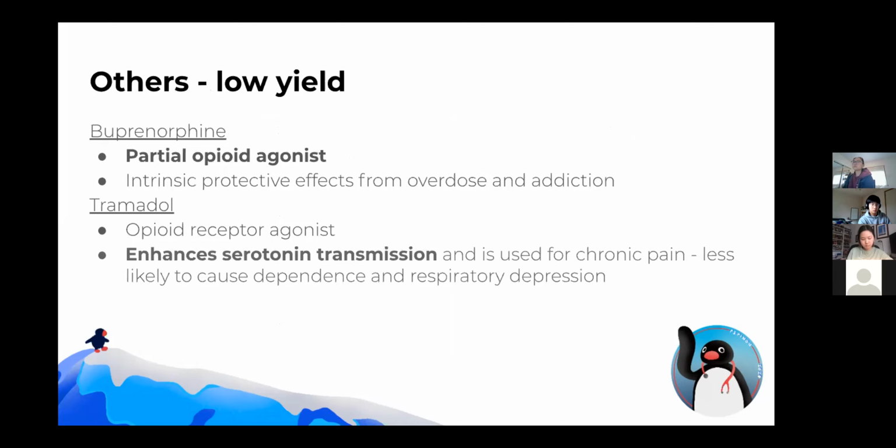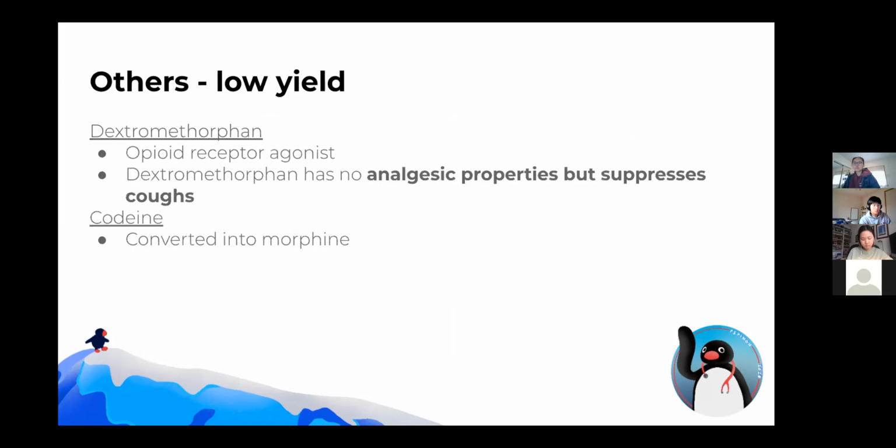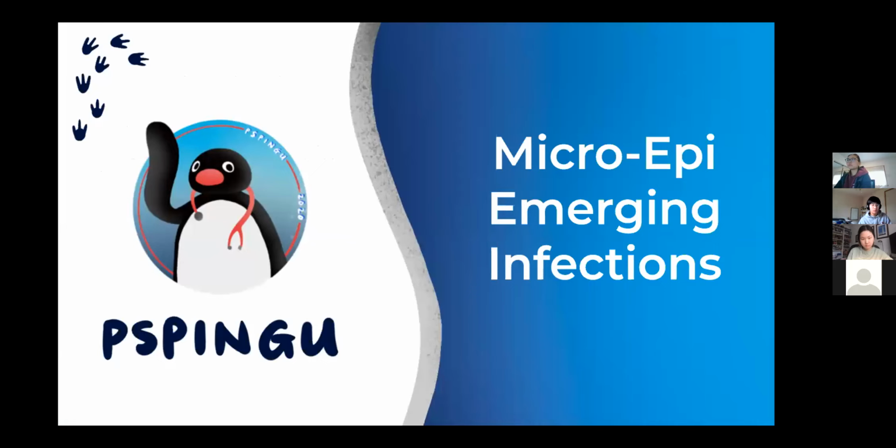Yeah, and there are a few other drugs that you can take note of. It's not that much of a high yield, but it's always good to know them as well. So basically all of these are opioid agonists, and for tramadol especially, it can enhance serotonin transmission. It's usually used for chronic pain. And dextromethorphan doesn't have any analgesic properties, but it suppresses cough. And codeine is converted to morphine, so it's less potent. So yeah, that's what you need to know for opioids.